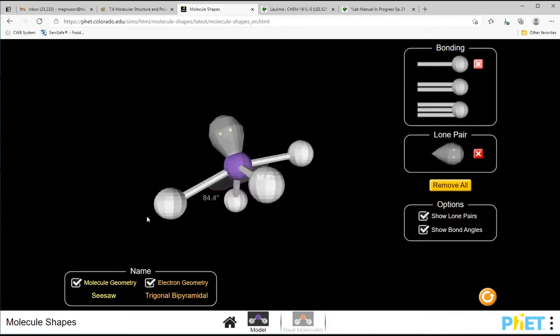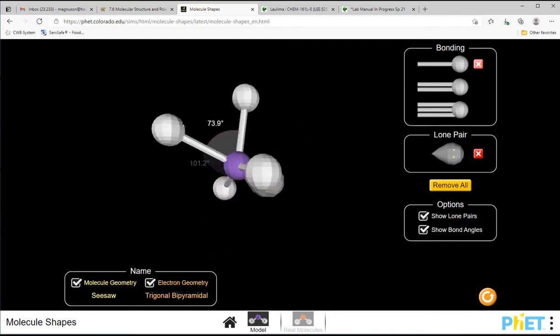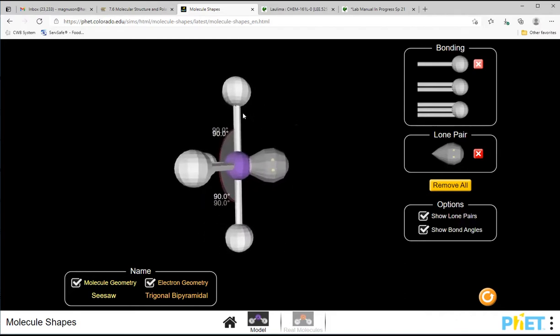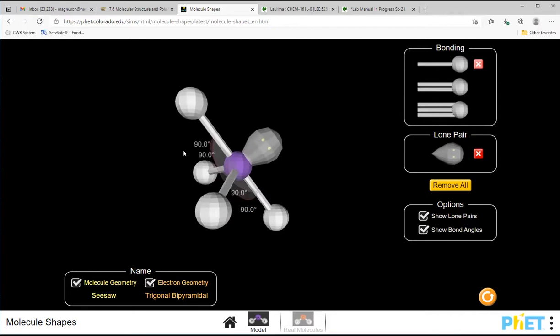So this is a derivative shape. If we remove a bond and replace it with a lone pair, we get a seesaw shape. And so why does the lone pair go in the equatorial position and not in the axial position? It's because if we put it in the axial position, there would be repulsions. There would be three.